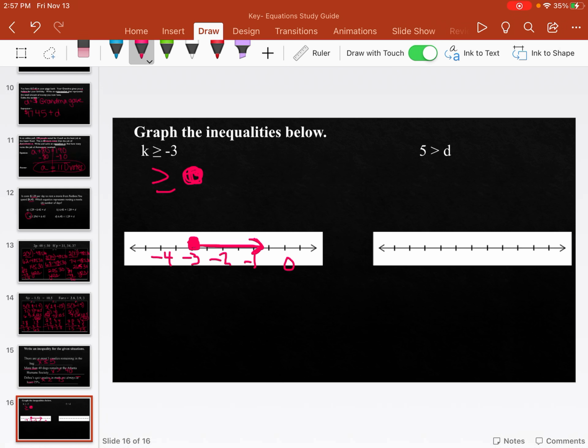Okay. So I'm going to rewrite this so my variable is on the other side. So we have D and 5. So D is less than 5. We have 4, 5, 6. I'll do a number on either side. It's going to be an open circle at 5 because the equal to sign is not there. And it's going to point to the left because D is less than 5.